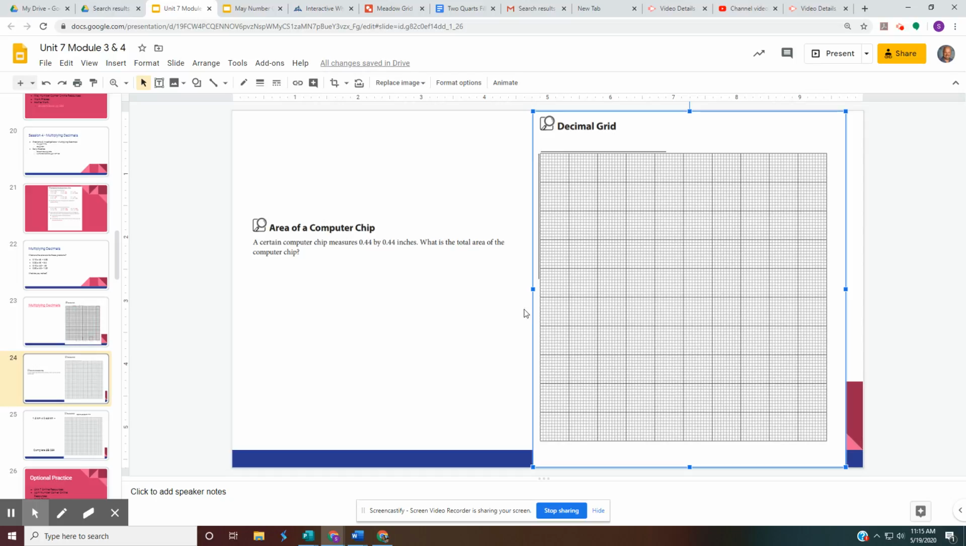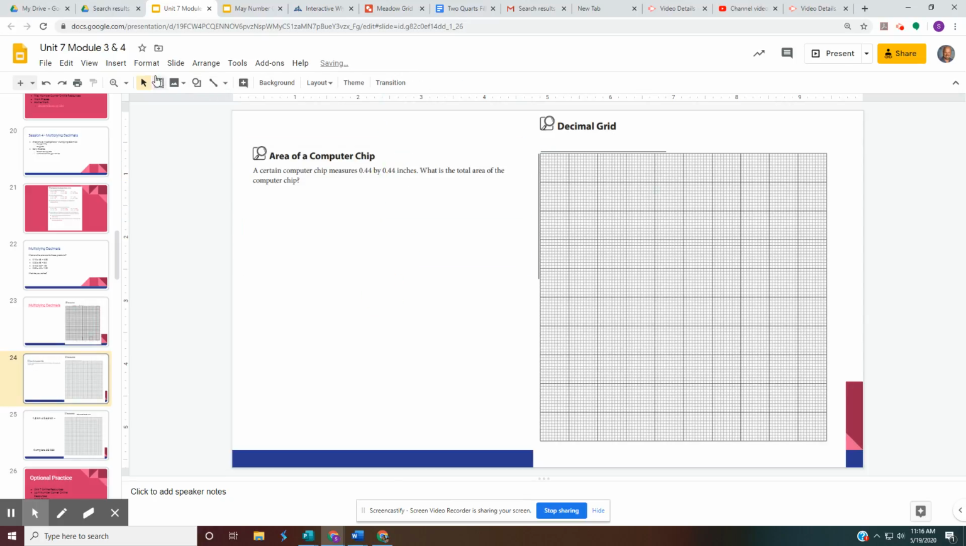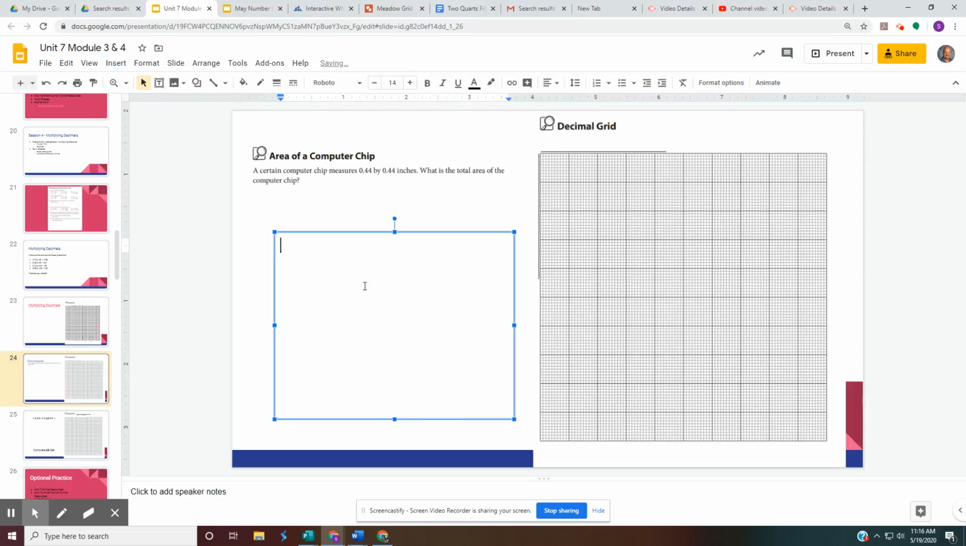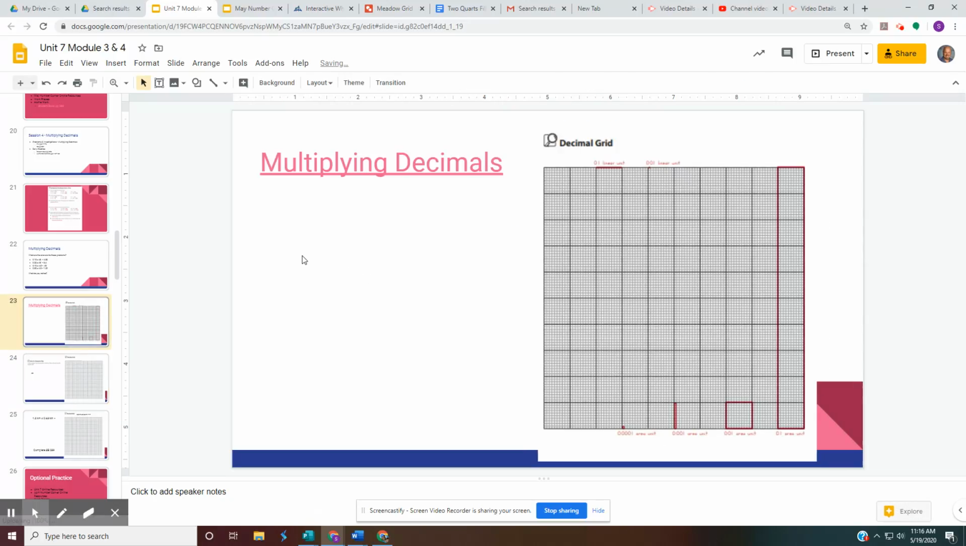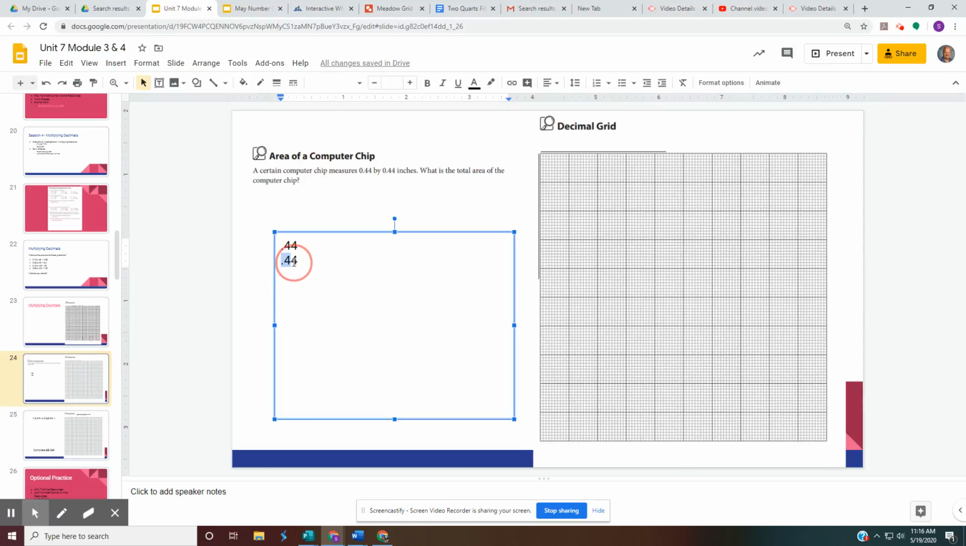So our area is whatever is multiplied by this and this together. What do you suppose that might be? All right, well, to get this as your answer, let's go ahead and put this up here. I'm going to add a text box down here. I am going to go 0.44 times 0.44. And then I'm going to draw my little line down here. Oh, maybe I'll just underline it. That'll be easier for us to see.